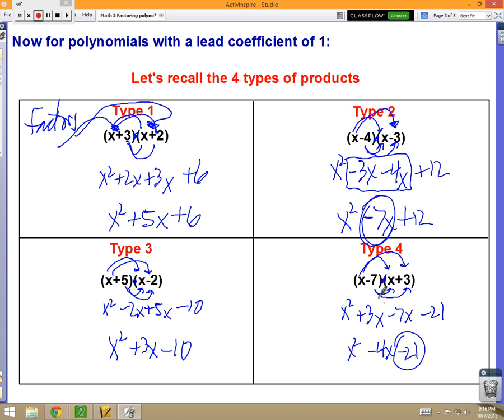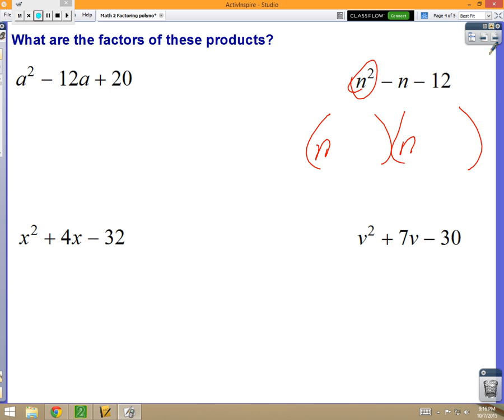Now type 4, you got one of each. One's a plus, one's a negative. One's a positive, one's a negative. But your middle, when you add them, when you add your middle, the answer is negative because your bigger number is negative. You have more negatives. So let's look and see. I need to times and get a negative 12.